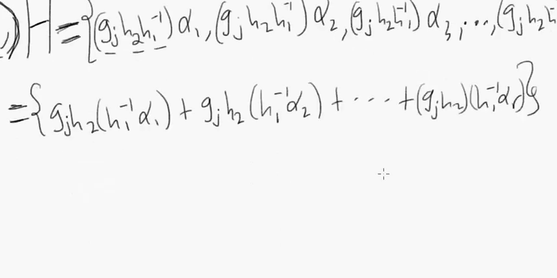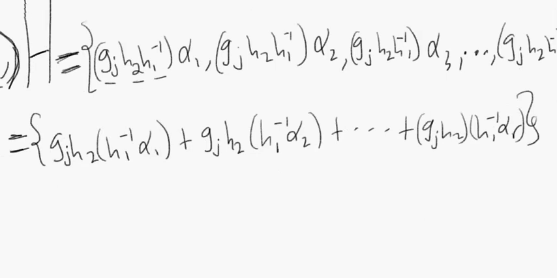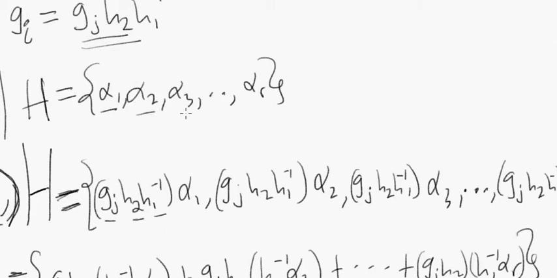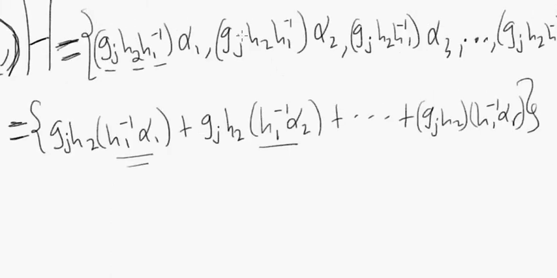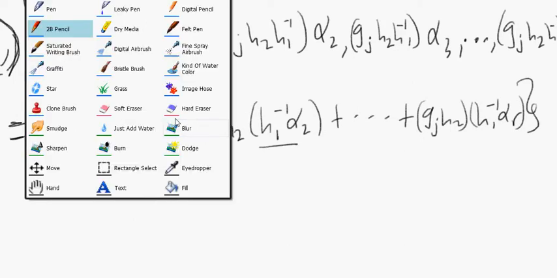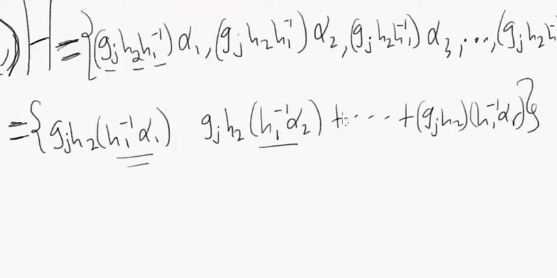Well, notice that alpha 1 is an element of H. So the elements of H we wrote as alpha 1, alpha 2, alpha 3, up to alpha r. Maybe the first thing to notice is that if we just consider the things in brackets, there are no pluses here. These are commas, just elements of a set.